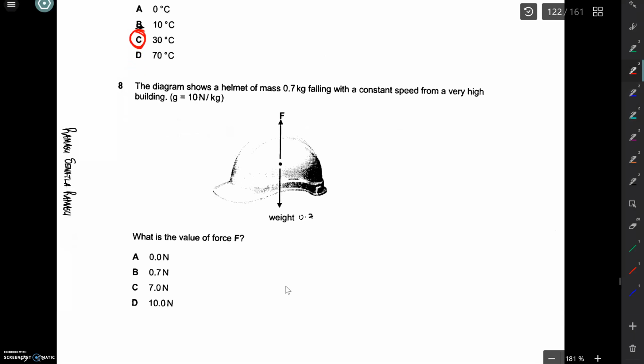Question 8 says the diagram shows a helmet of mass 0.7 kilograms falling with a constant speed from a very high building. What is the value of force F? They tell us that the helmet is falling with a constant speed. See that, constant speed? This means that the object has zero acceleration.